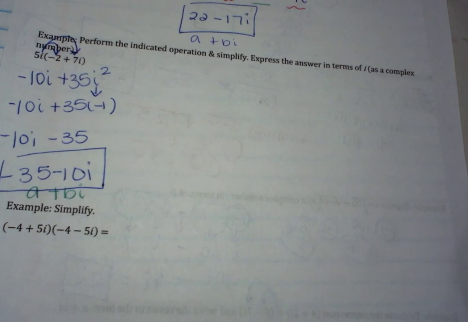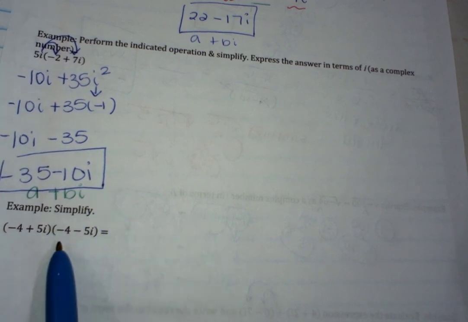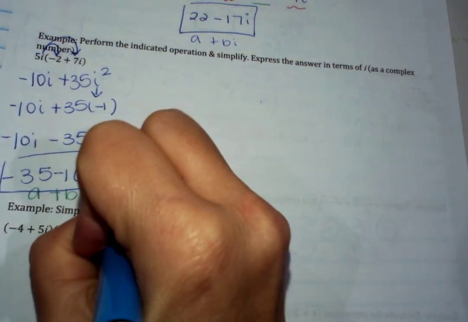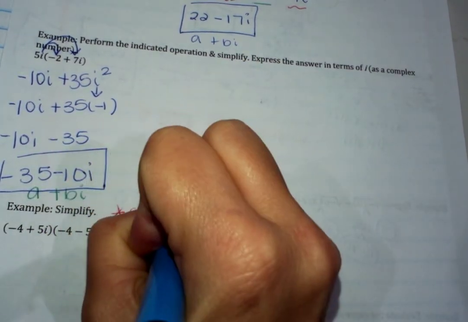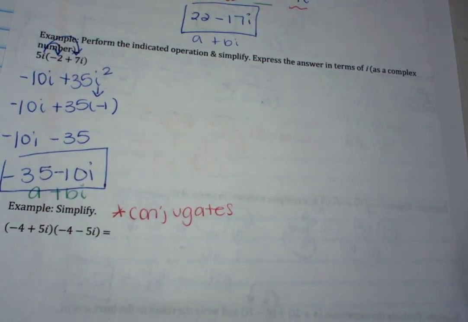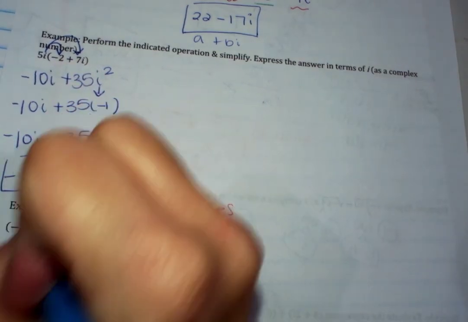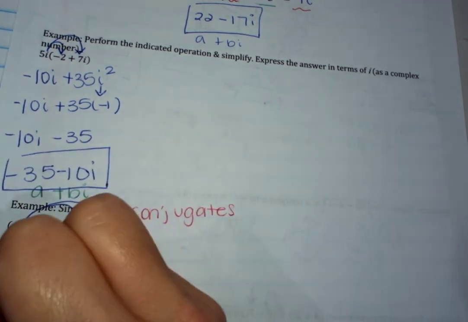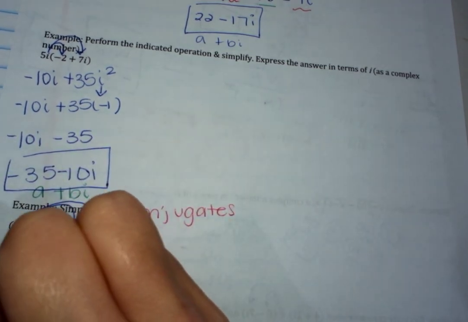So same thing should happen here. These two are conjugates, negative 4 plus 5i and negative 4 minus 5i. They are the same thing with a different middle sign. So whenever we multiply conjugates, the middle should cancel out. Let's just distribute as usual. Negative 4 times negative 4 will give us positive 16. Negative 4 times negative 5i will give us plus 20i.